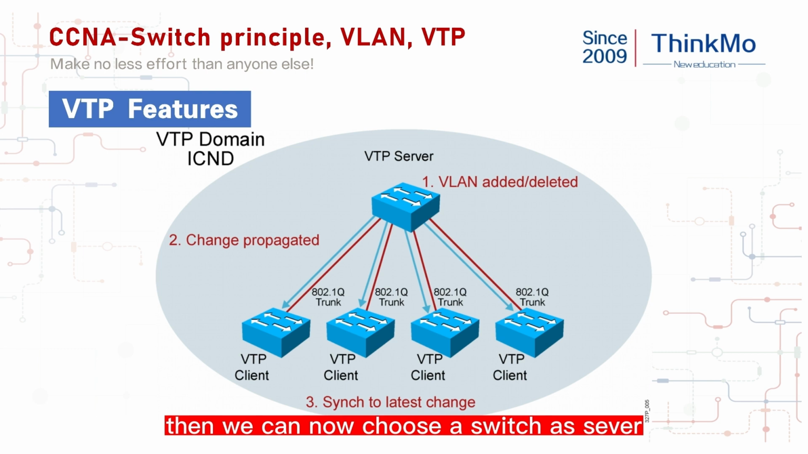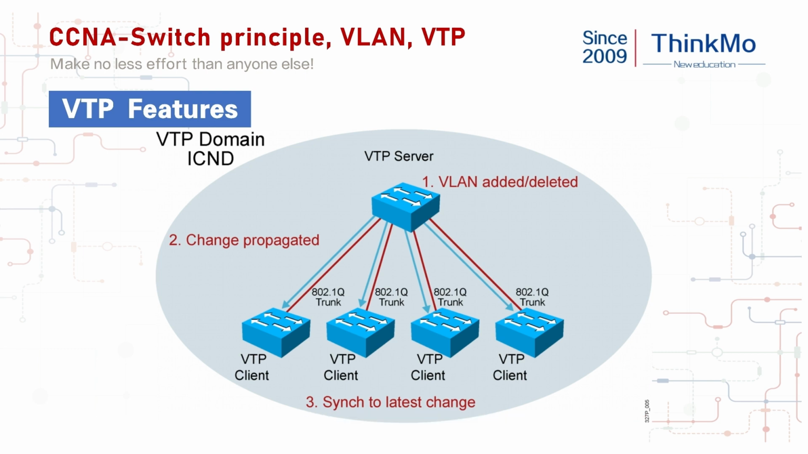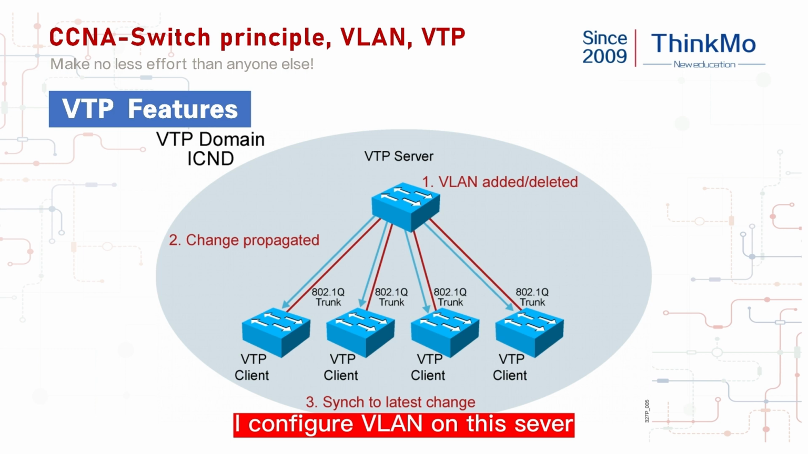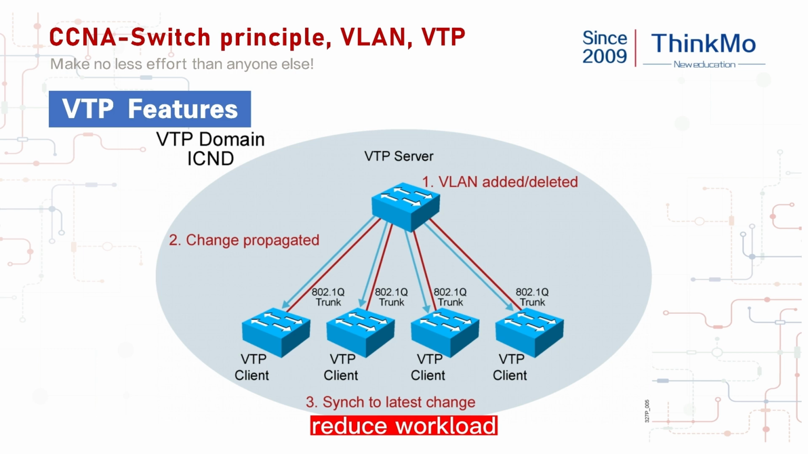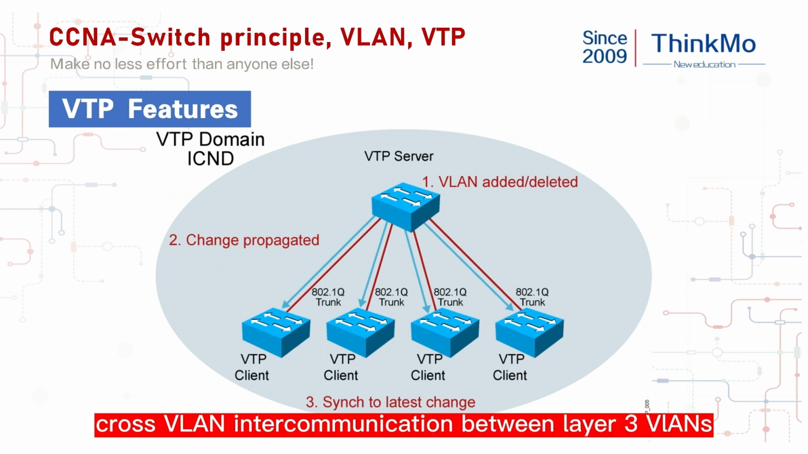Then we can choose a switch as the server, and the others are treated as clients. I configure VLANs on this server, then sync them to other devices. This reduces the workload. We'll get to that later: cross-VLAN intercommunication between Layer 3 VLANs.